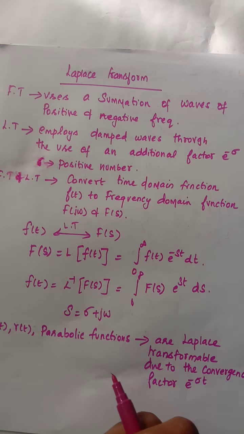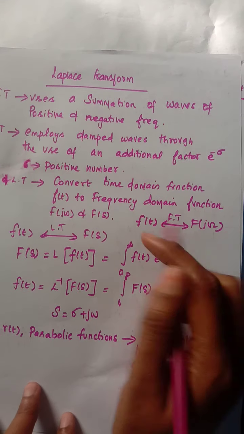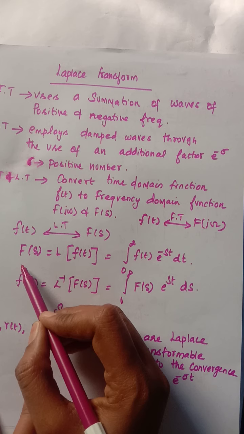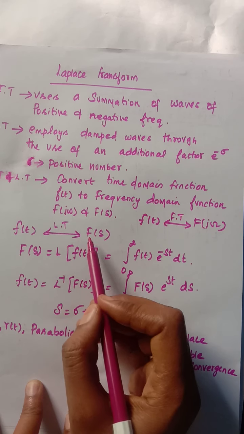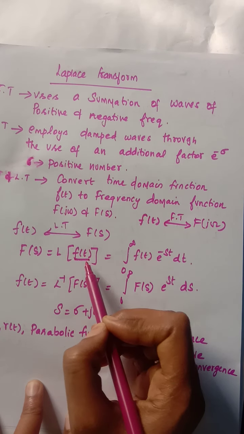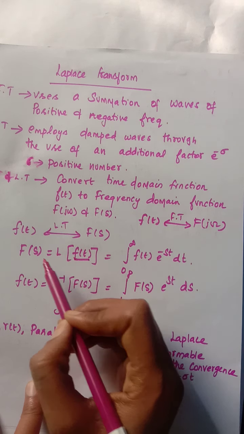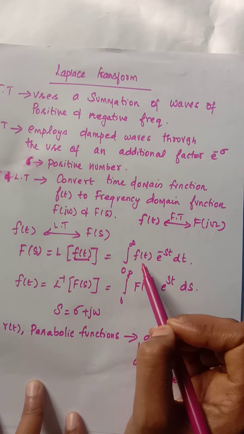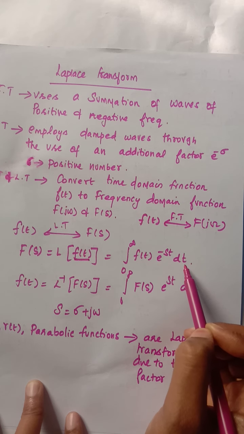We will write it like this. In the Fourier transform, f of t Fourier transform is F of j omega, right? So this is the Fourier transform, and this represents the Laplace transform. So F of s: if I have any signal, I need to perform the Laplace transform, which is equivalent to F of s, the integral 0 to infinity f of t e power minus st dt.